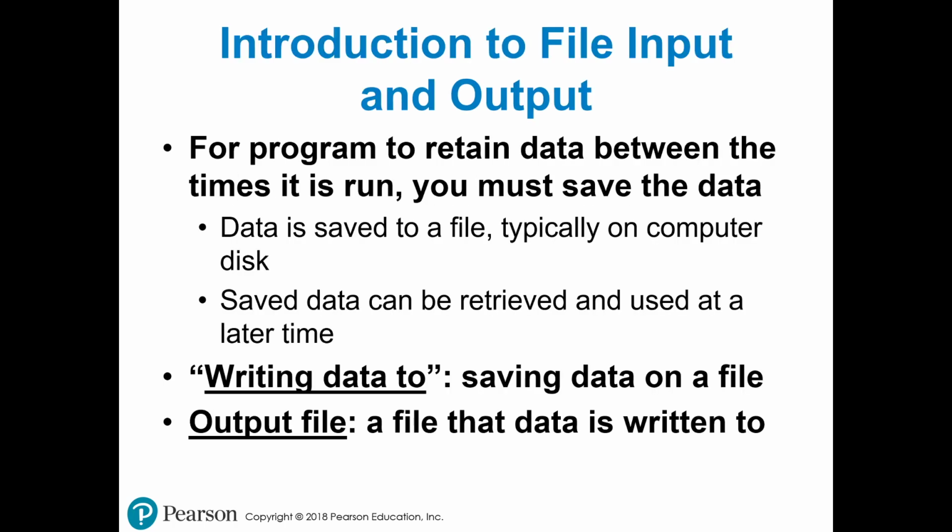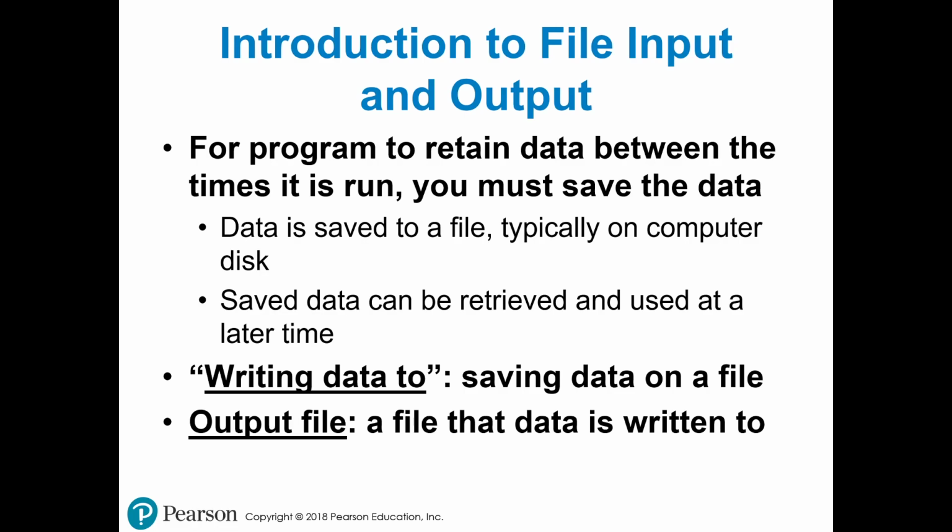Alright, for a program to retain data between the times it's run, you have to save the data. I think you all know this. You save Word documents, you save Excel files all the time. So the data is saved to a file, which is usually on your computer's disk. So saved data can be retrieved and used at a later time. Of course, like I said, we've all used files. We use files when we write programs. We use files all the time.